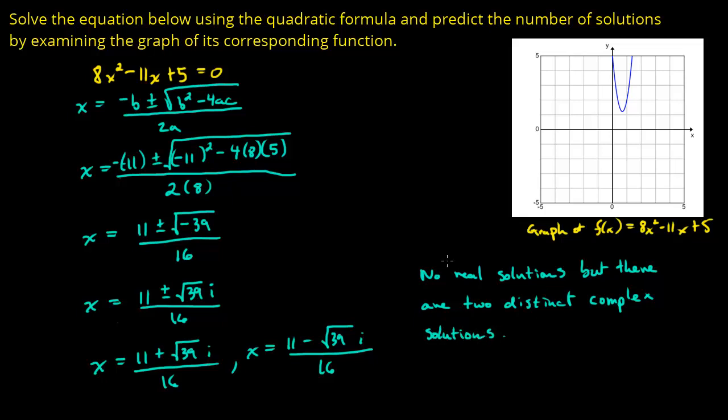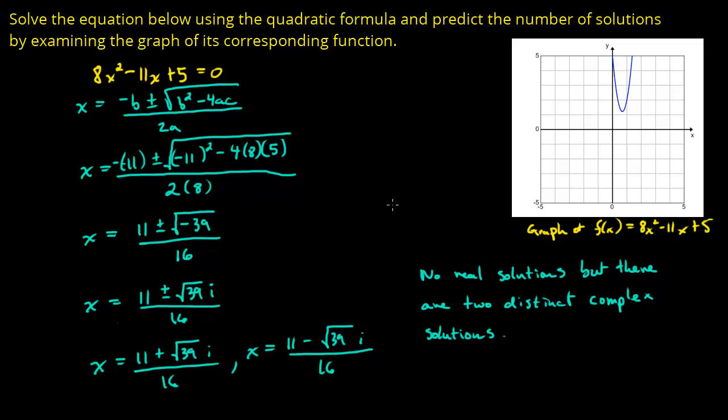So we can see that there's a definite connection between the graph of a quadratic function and its corresponding equation. So when there's no x-intercepts, you get two distinct complex solutions, or no real solutions. So we'll see what happens in the next video when we look at a graph that just comes down and just touches the x-axis.